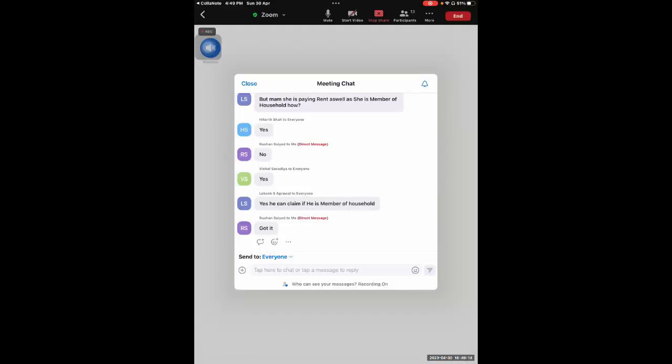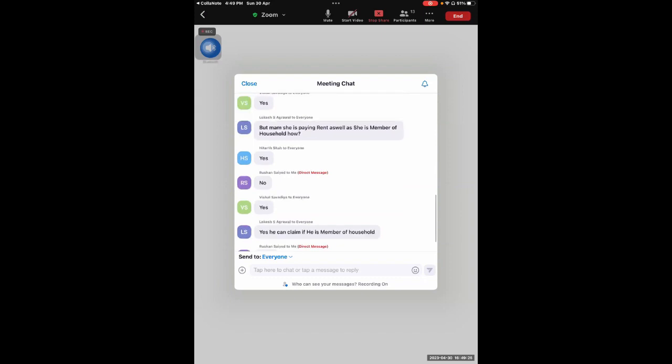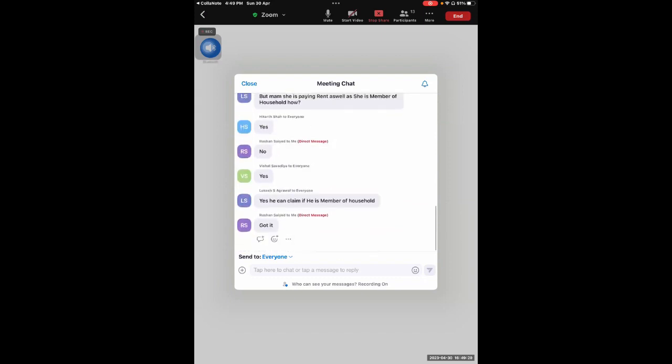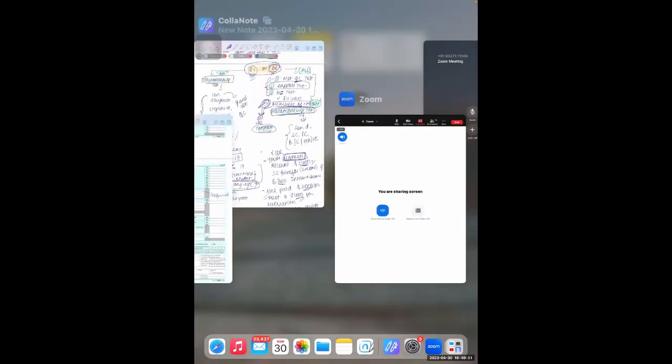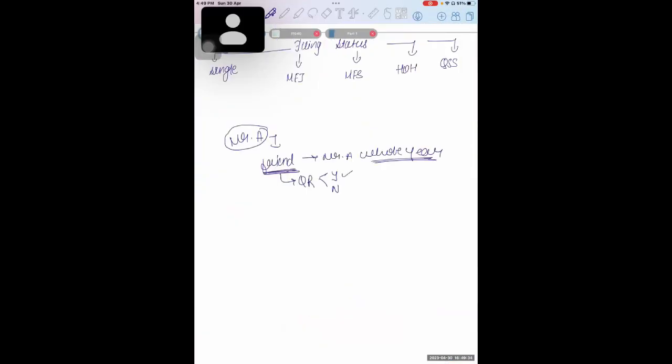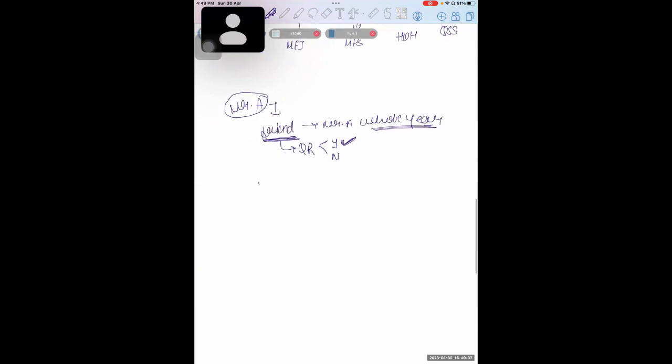Yeah. Okay. Lokesh, you were asking some question. Yes, he can claim if he is a member of household. Yeah, correct. So now, can we claim his friend? Let me make one twist. So here the answer is yes. Let's say the friend lived with Mr. A for only 11 months and 15 days. Can Mr. A claim the friend as a qualifying relative?